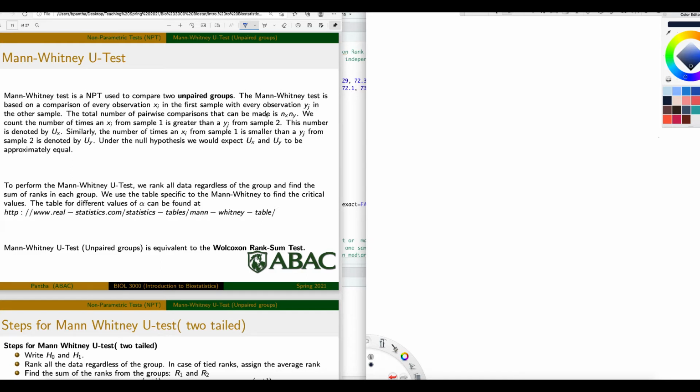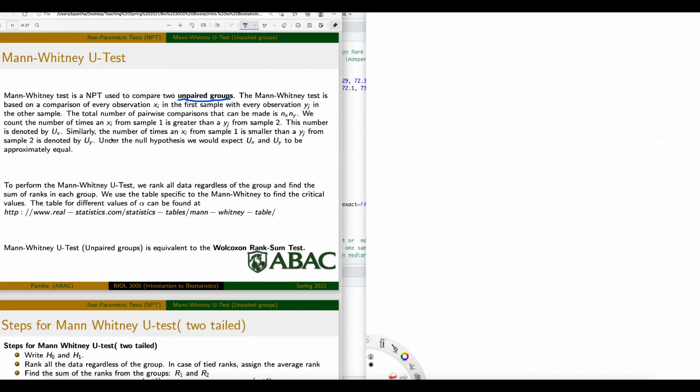This is what we will be using. We call it the Mann-Whitney U test. The Mann-Whitney U test is a non-parametric test used to compare two unpaired groups. Unpaired means independent samples, right? The Mann-Whitney test is based on comparison of every observation xi in the first sample with every observation yj in the second sample. The total number of pairwise comparisons that can be made is nx times ny, because we will be comparing each sample value to each sample value of the other sample.